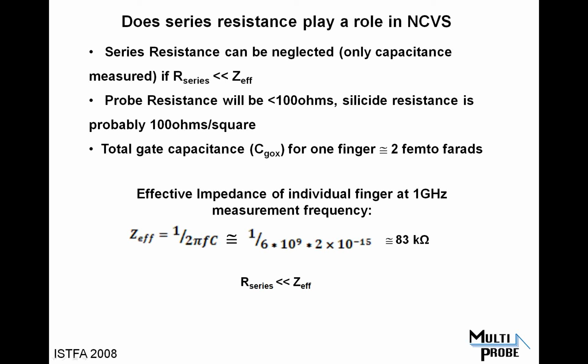And so we've gone to the trouble of just calculating what the oxide impedance would be as seen by the tip on one of these fingers. And so the equation is there with essentially 2 femtofarads and measured at a gigahertz with 1/2 pi f C. Anyway, you end up with 83 kiloohms of resistance, or Z effective, in series with something under a kiloohm, probably more like 300 or 400 ohms, including the silicide resistance. And so that effect should be negligible. So that's one thing you probably don't have to worry about when doing these measurements.